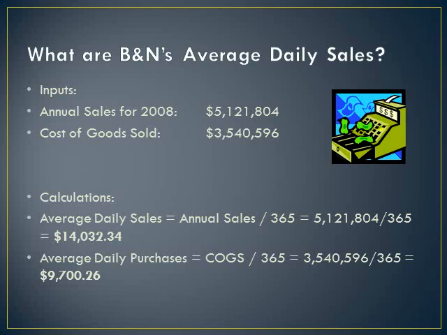For average daily purchases, we take cost of goods sold and divide that by 365. When done so, we get $9,700.26.